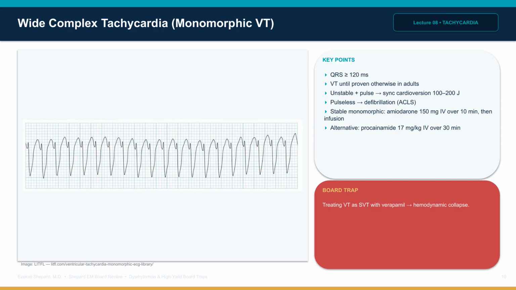Most common cause of sustained monomorphic VT on boards: ischemic heart disease with myocardial scar. The reentry circuit forms around the old infarct, so an older patient with a prior MI and a wide regular tachycardia is VT until proven otherwise.